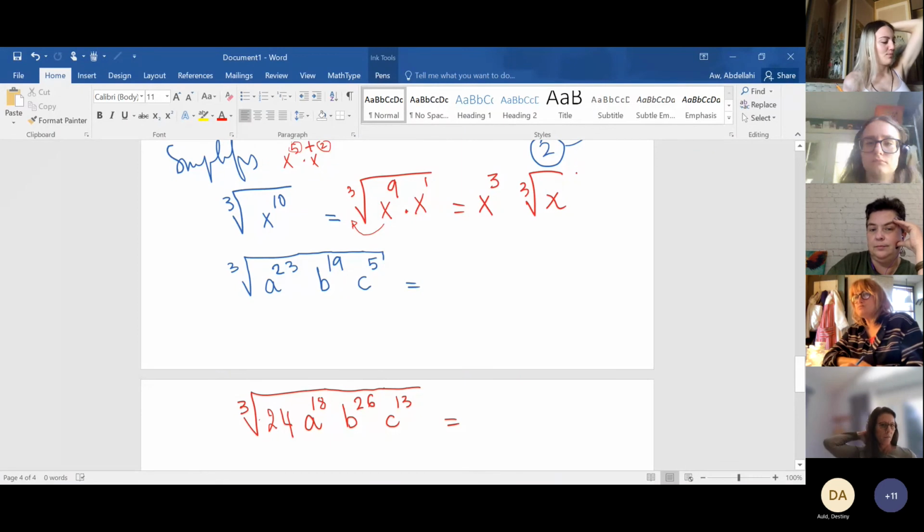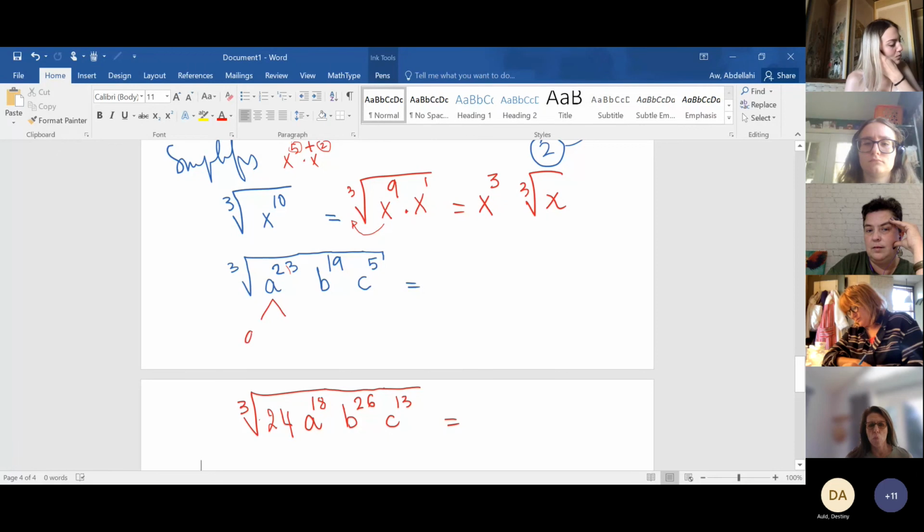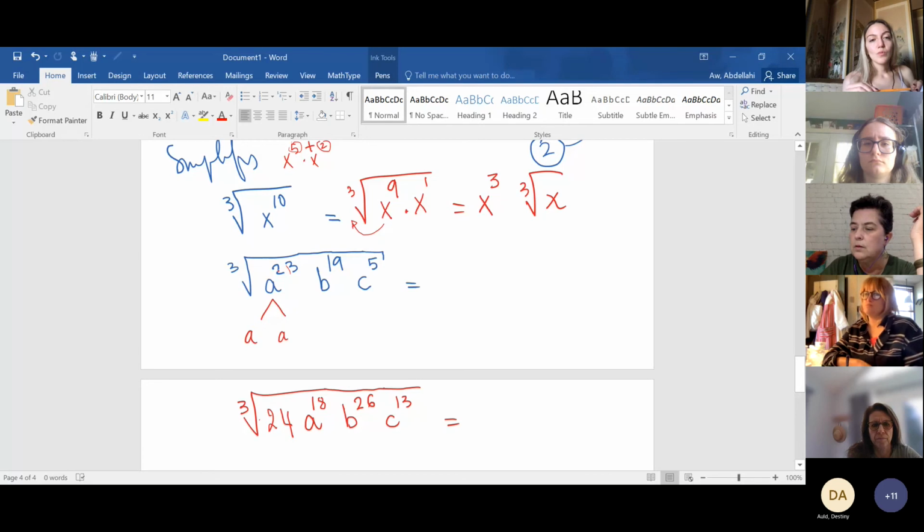The second example right here, the a to the 23rd, what powers are we going to use? 18 and 5? 18 is a good number, but can we do better? Is there another number between 18 and 23 that can also be divided by 3? 21. Yes, 21 is a better number because it is the closest multiple of 3 to 23.